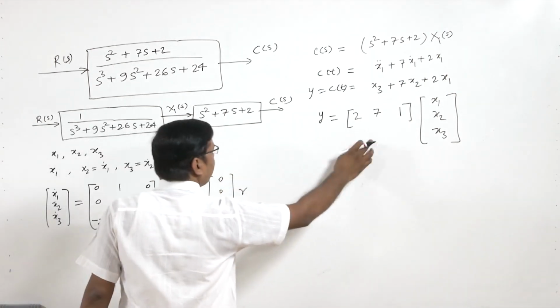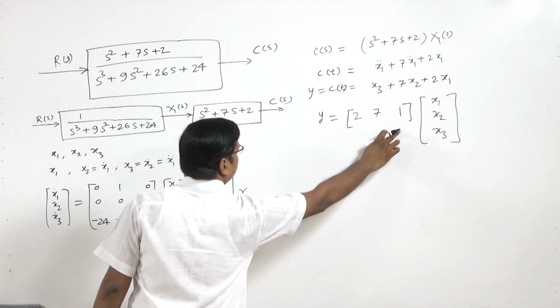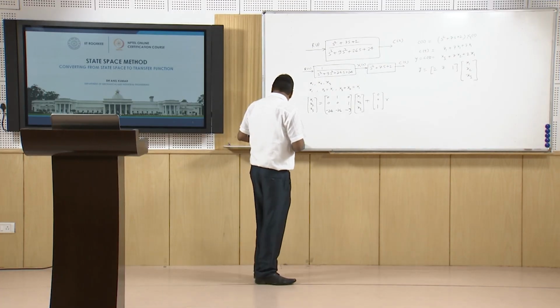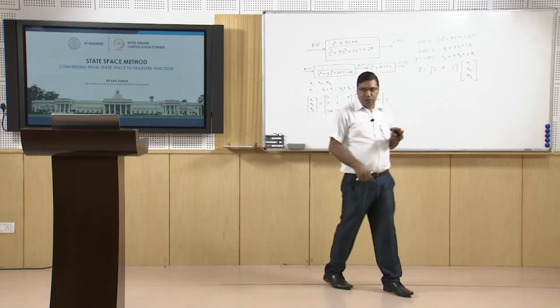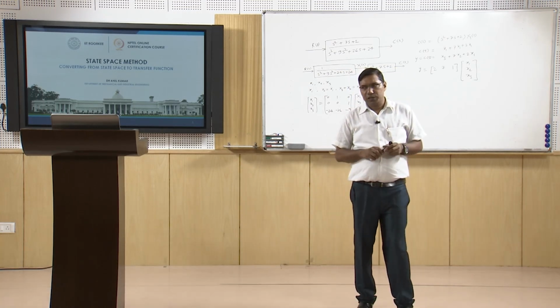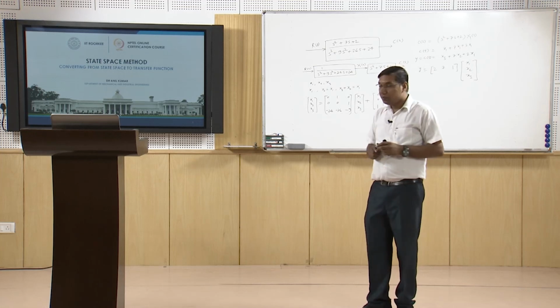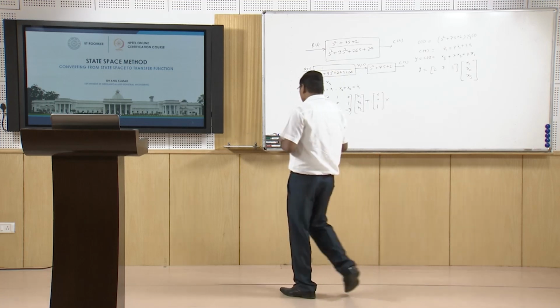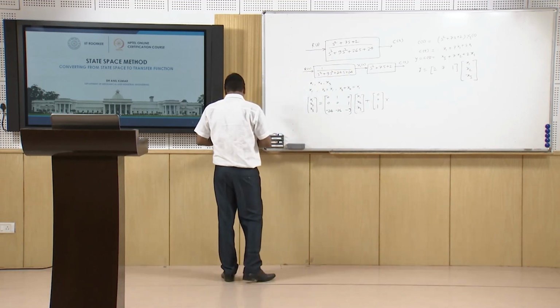So in the output we have this 2, 7, 1 matrix. So that is how we will go about writing the state space equations for a transfer function having a polynomial in the numerator of less order than the denominator.